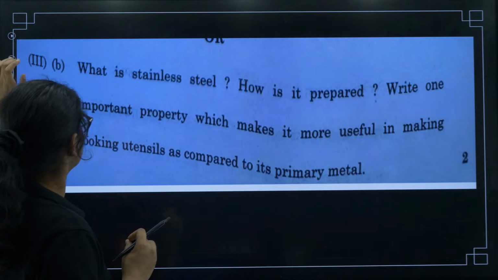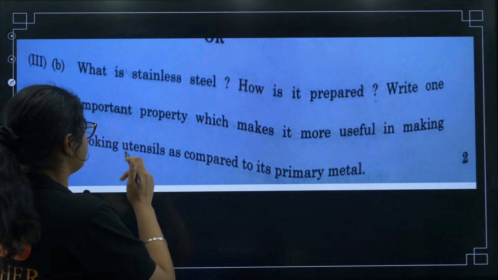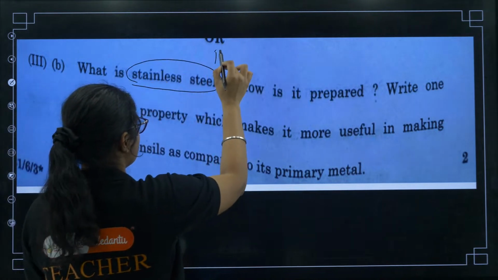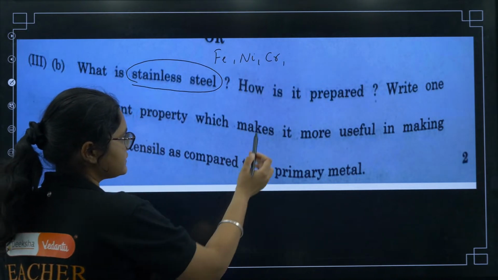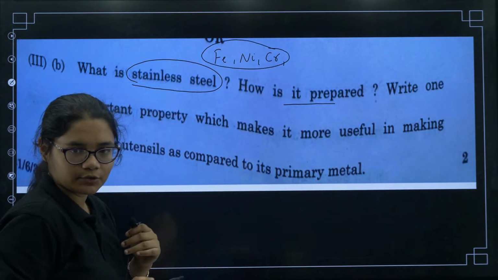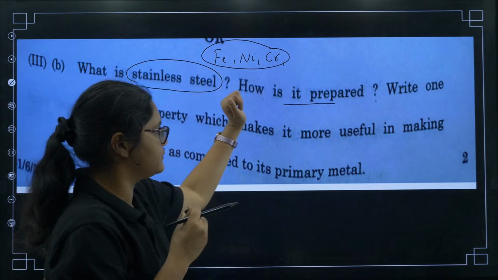We have here, what is stainless steel and how is it prepared. So stainless steel, you can write it is an alloy of iron, nickel and chromium. Next, how is it prepared? You can just write down, this is prepared by making a homogeneous mixture of these metals.